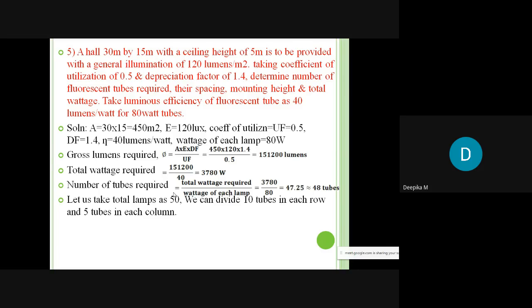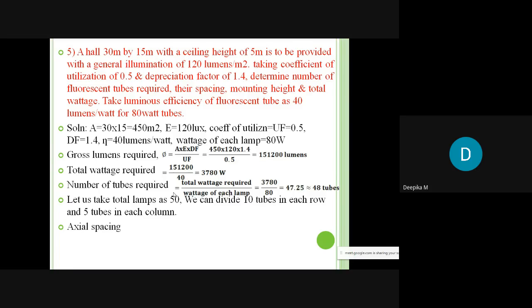As I have taken 50 lamps, I will divide it into 10 into 5. If I divide in this way, we can increase the number of lamps in the horizontal direction and have fewer lamps in the vertical direction. So there are 10 lamps in the horizontal direction and 5 lamps in the vertical direction, or width side.